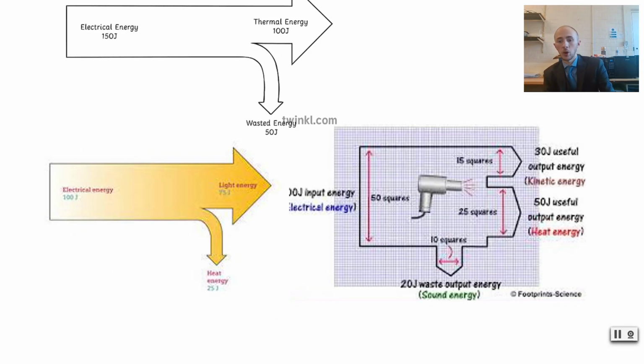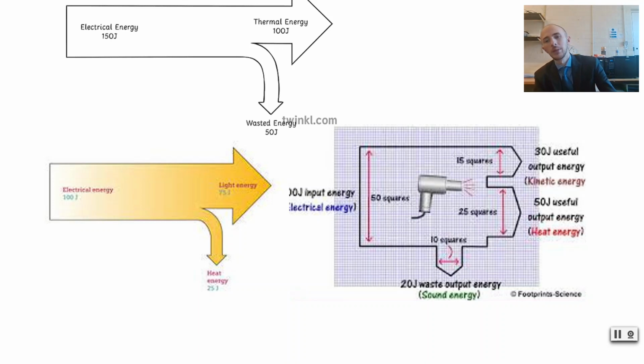So, we've got 100 joules in, which they've made 50 squares. So they've used 2 joules per square, if you like. 15 squares then, or 30 joules of useful energy, of kinetic energy, 25 squares or 50 joules of heat energy, and 10 squares or 20 joules of waste sound energy.